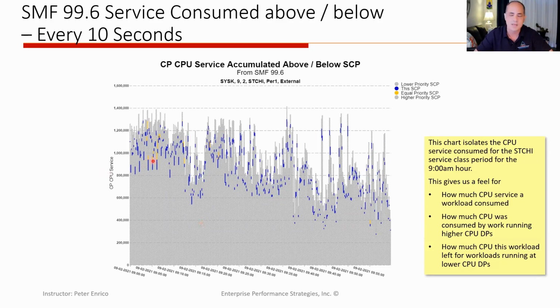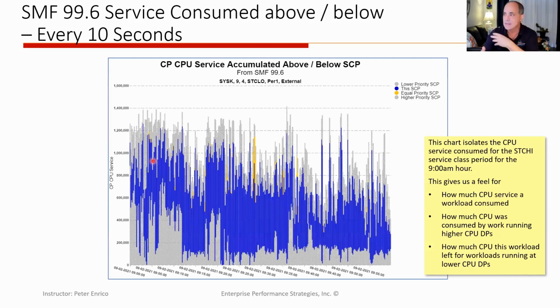And yellow is how much CPU is being consumed by work running at the same dispatching priority. What's nice about this is we can look at a graph like this one and see that the workload's not using that much CPU. It looks like it's relatively high CPU dispatching priority. There's not much work consuming CPU before it. And when this guy is done using the CPU, he's leaving lots of CPU that can be consumed by work running at lower dispatching priorities.